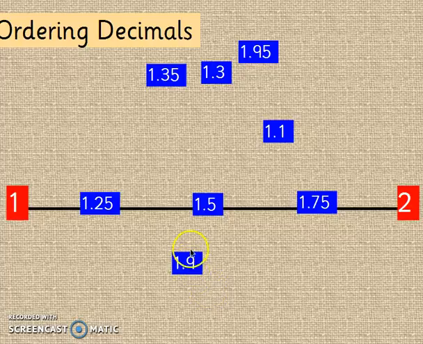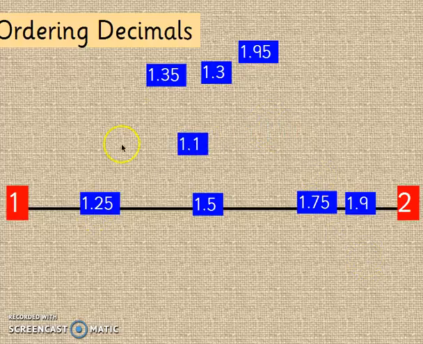Now if we were to get this number, 1.9, well, all these numbers are one whole, so then I start looking at the tenths column. The biggest number I put on the line is 7, so 1.9 is going to go after the 7. It's closer to the number 2. If I got 1.1, well, the tenths column is a 1, and the tenths column on this side over here is a 2. So I know that this must be a smaller number, so I can slot that in here.